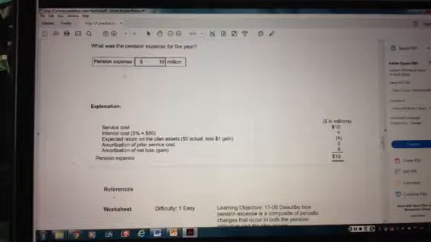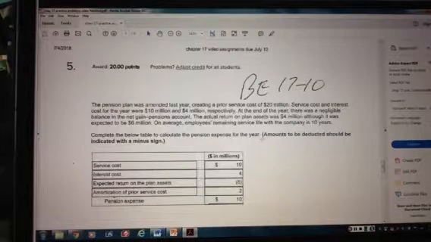Okay, let's move on to the next exercise. Brief exercise 17.10, another problem where we get to practice calculating pension expense, except this time there will be an item that affects other comprehensive income. The item that will affect other comprehensive income will be prior service cost. The pension plan was amended last year, creating a prior service cost of $20 million.